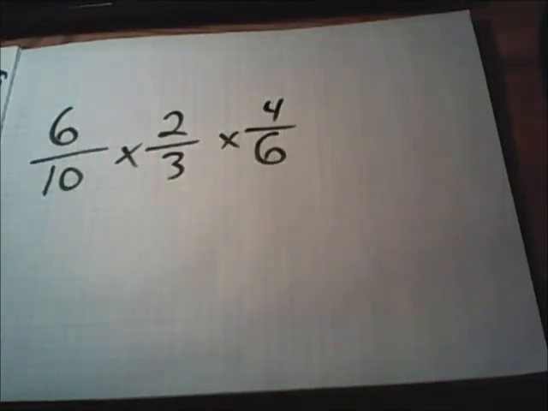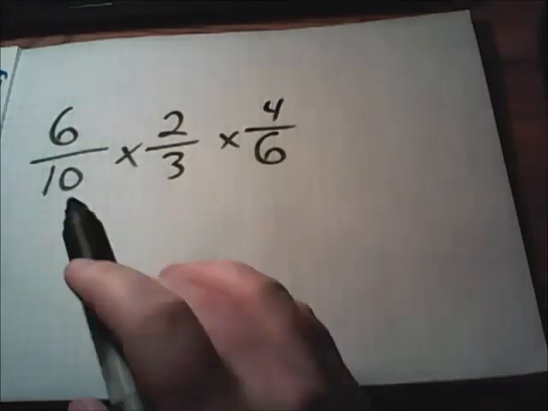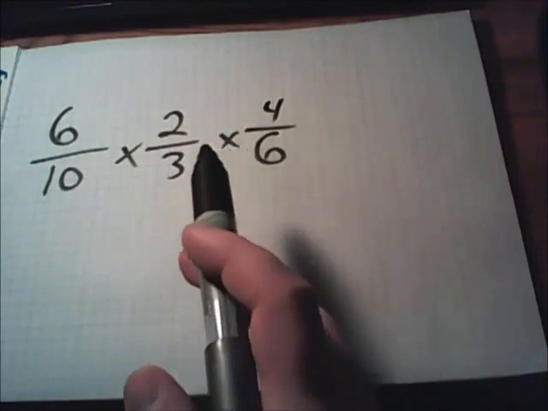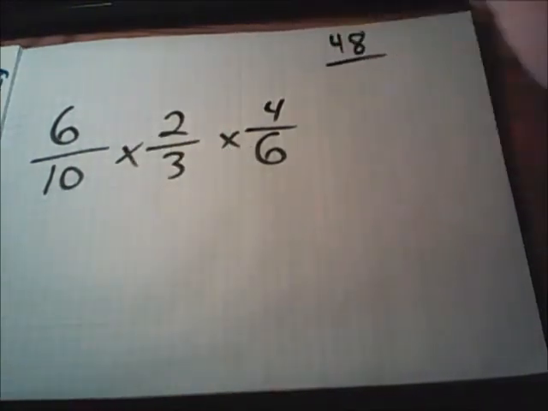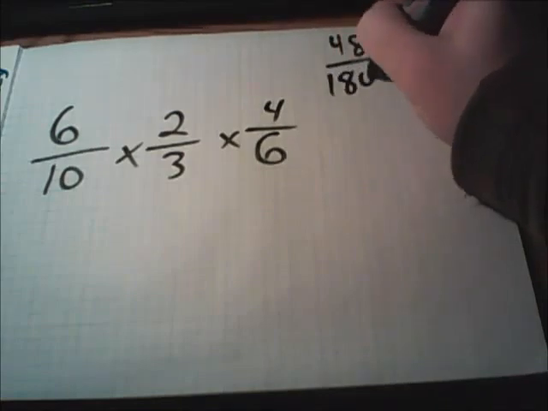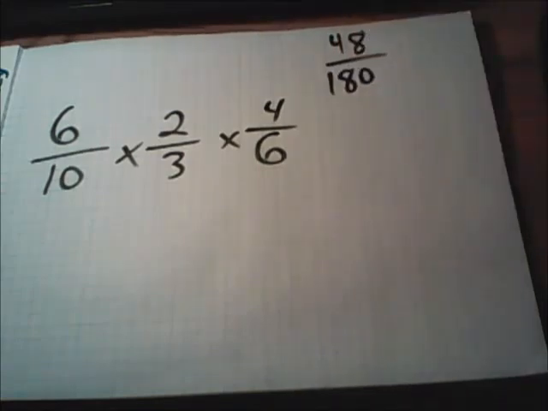Let's use this problem to see why reducing before the multiplication step is a lot easier than reducing after we have an answer. We'll do 6 times 2. That's 12. 12 times 4 is 48. And then the bottom numbers. 10 times 3 is 30. 30 times 6 is 180. We could go ahead and reduce 48 over 180, but that'll take a lot of time. Myself, I would prefer to do some shortcuts and do the reductions before the multiplication step.